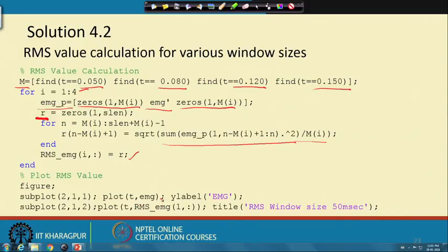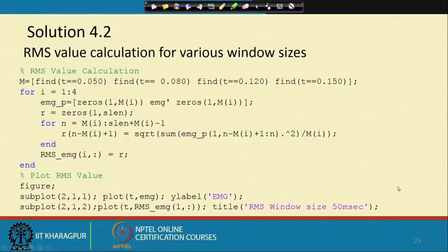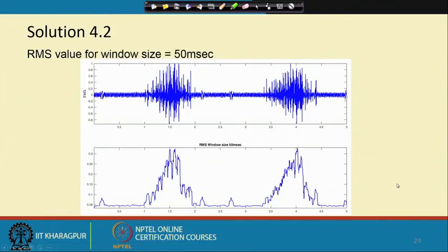First we are showing the EMG, and below that in the subplot 2 1 2 we are getting the RMS value for a particular window. First we start with 50 millisecond, that is the first value here. So, let us see that plot. Here, for 50 millisecond we get the output.